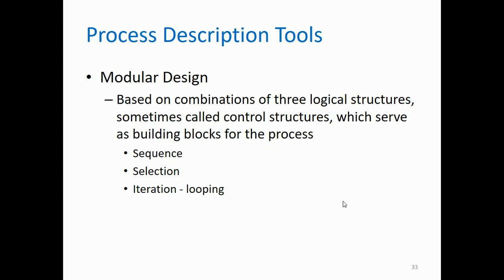So for modular design, based on combinations of three logical structures, sometimes called control structures, which serve as building blocks for the process. So process description tools can be in sequence, selection, or iteration or looping. If you can remember your programming subject, sequence means they are done in order. And then selection, you're going to process a certain line of code depending on the condition or the selection. And then of course, iteration, you're going to repeat a certain block of code depending on the condition.